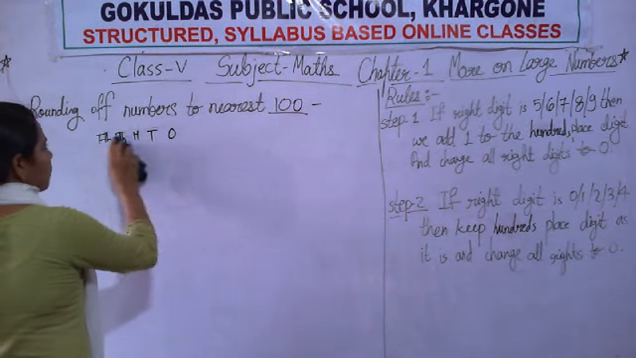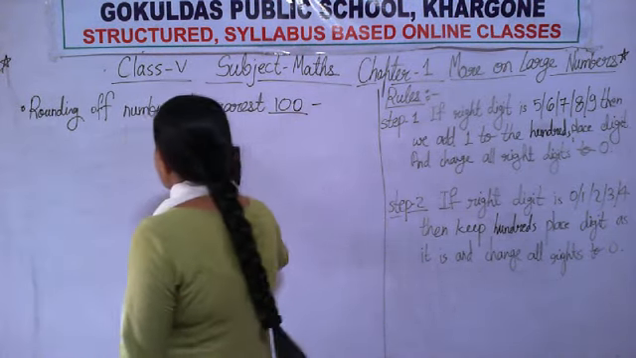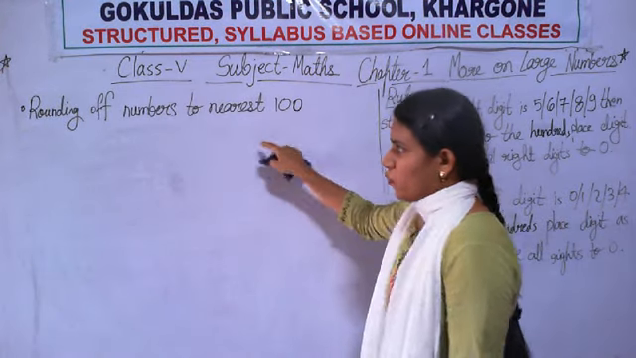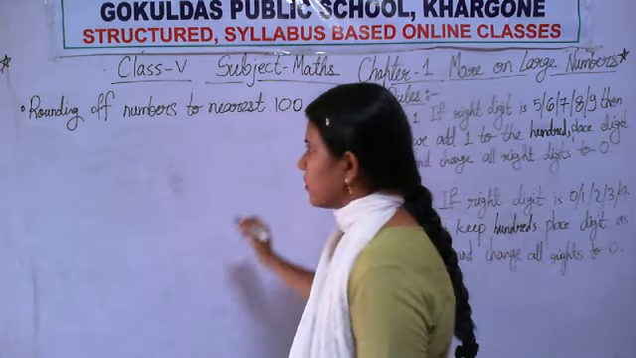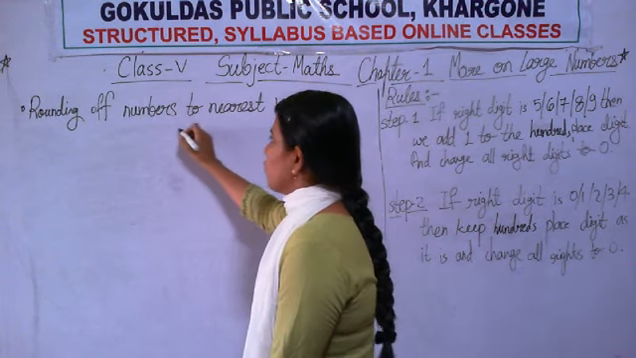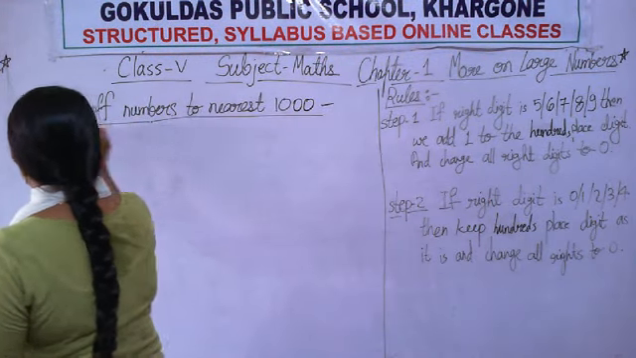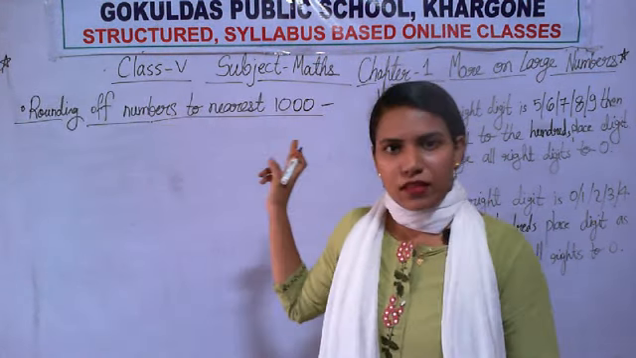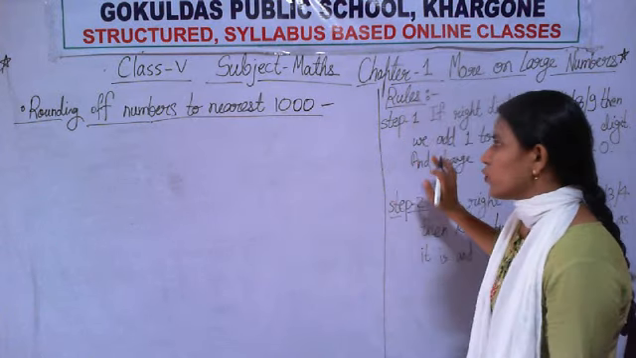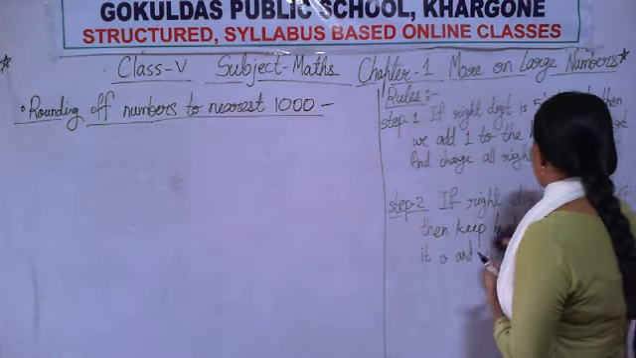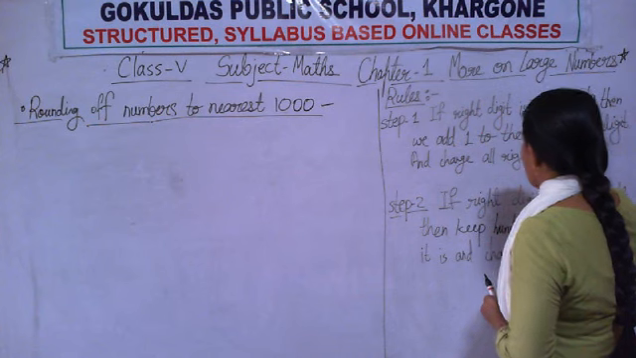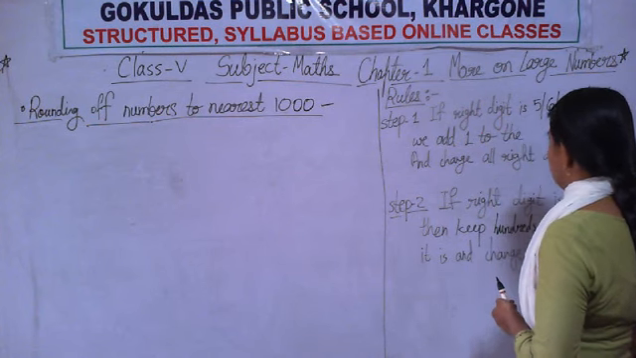Okay, now let's come to our today's topic. Our today's topic is rounding of numbers to the nearest 1000. Okay, so the rules are the same. Just I have to make a change here.